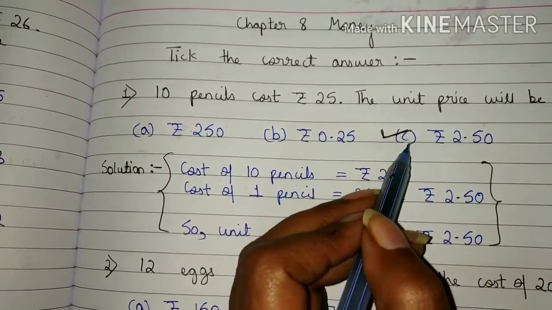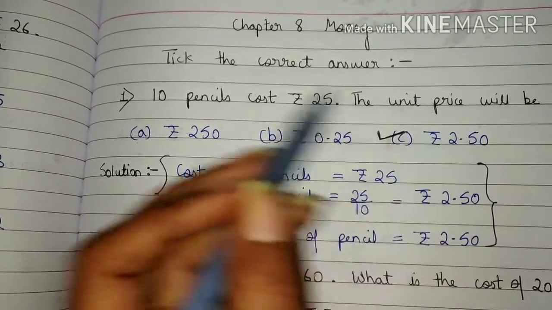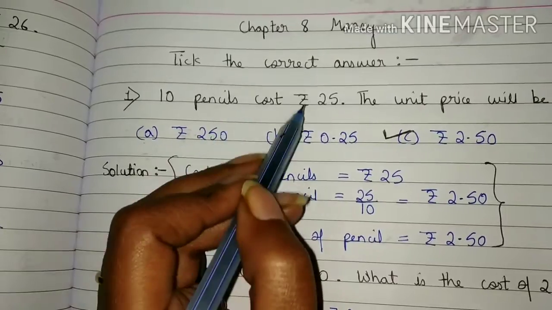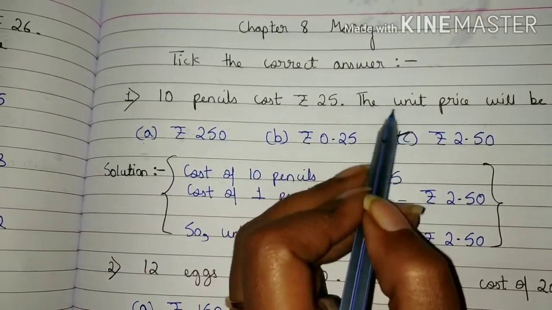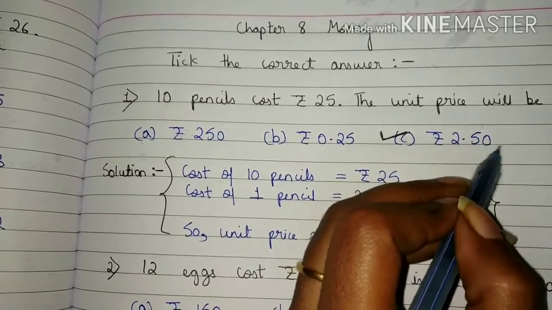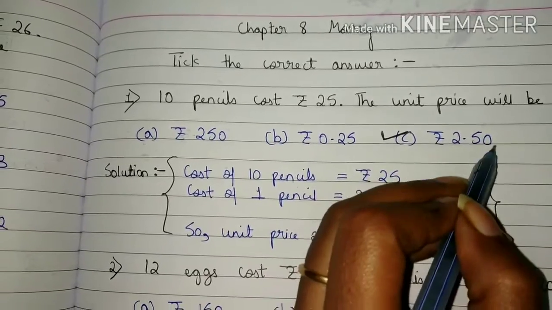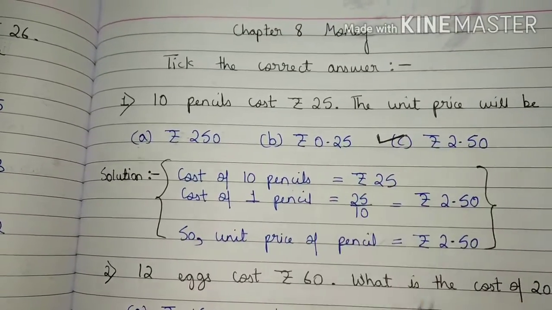Option C, rupees 2.50 is the correct answer. 10 pencils cost rupees 25. The unit price will be rupees 2.50. So students, option C, rupees 2.50 is the correct answer.